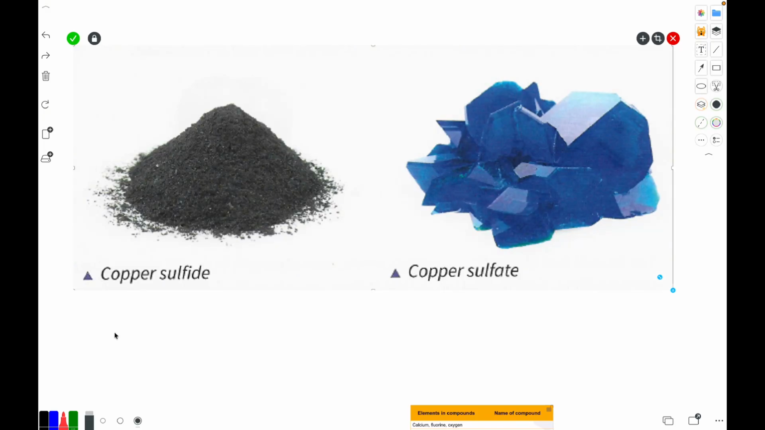Here we have two different compounds. As you see, they are absolutely different. They have different properties because they contain different elements. But both of them contain copper and sulfur. What is the difference between them? The first compound contains just copper and sulfur. The second compound contains copper, sulfur, and oxygen.